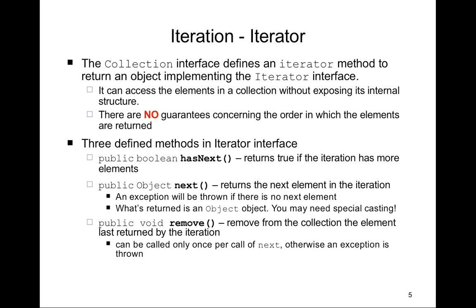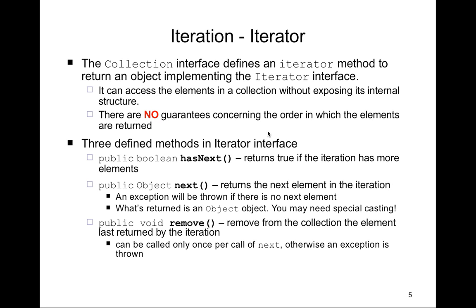The iterator, as I mentioned before, is used to traverse through the items of the list or the collection. The collection interface defines an iterator method to return an object implementing the iterator interface. So each one of the collection items in the interface has an iterator. You can create a separate iterator item, or you can use the iterator method. You can implement it, you can override it if you want to. So it can access the elements in a collection without exposing its internal structure.